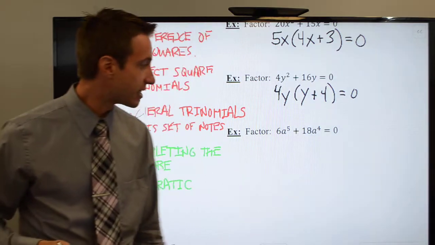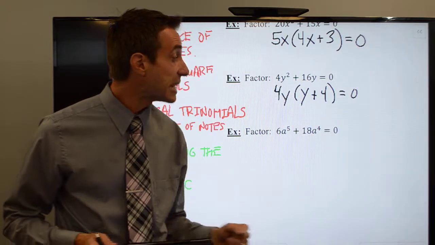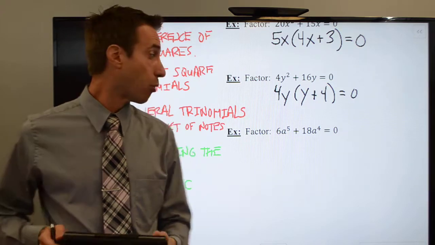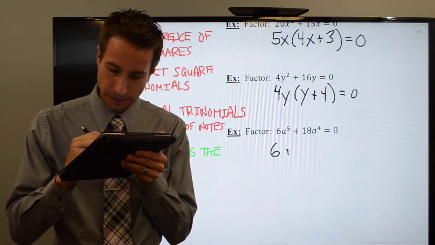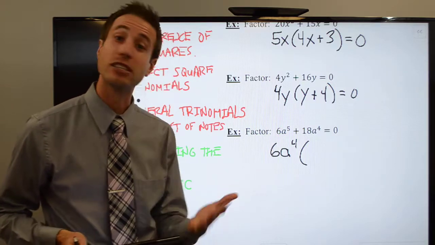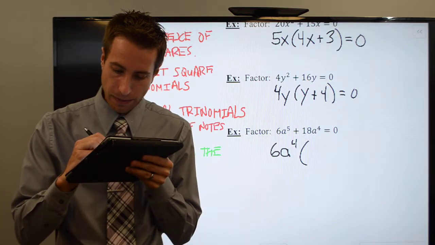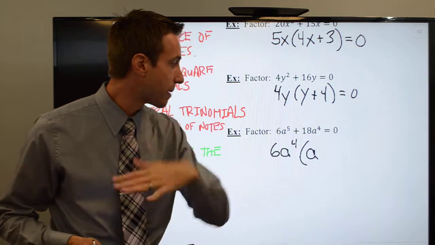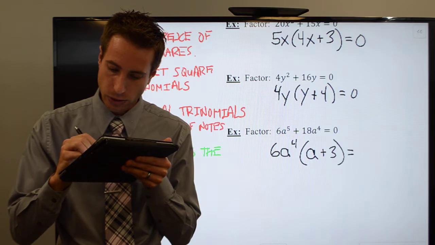One more for you here. I got a 6 times a to the 5th plus 18 times a to the 4th. And it looks like I can pull a 6a to the 4th. When I do that, 6 divided by 6 is 1. A to the 5th divided by a to the 4th leaves me with just an a. 18 divided by 6 would be 3. A to the 4th divided by a to the 4th, that goes away, and so I'm left with a plus 3 is equal to 0.